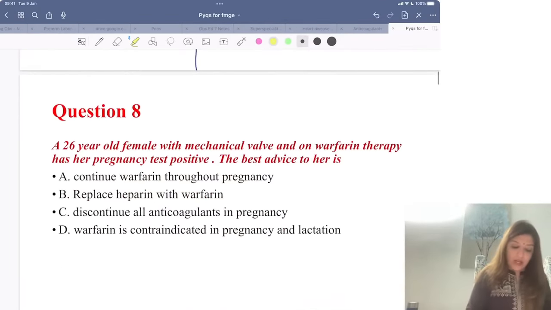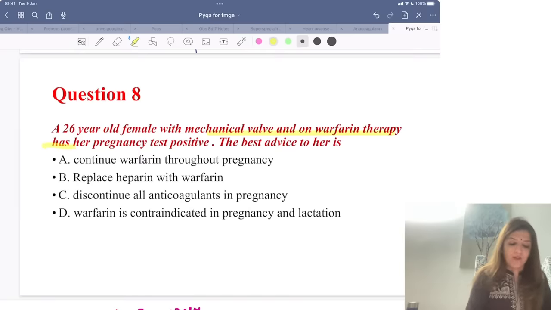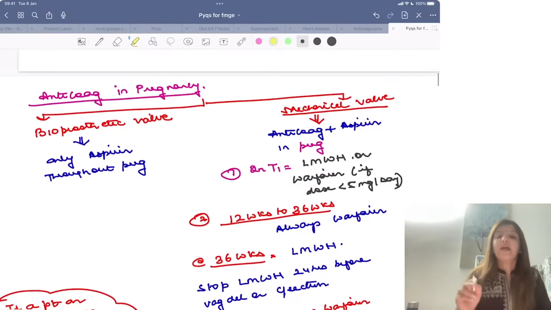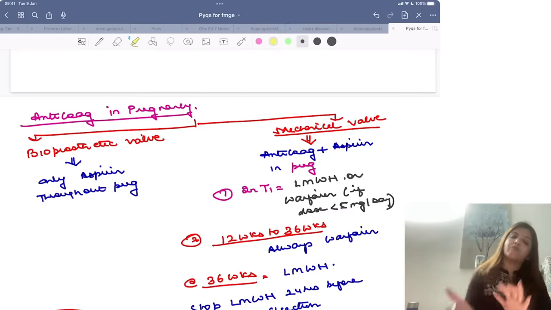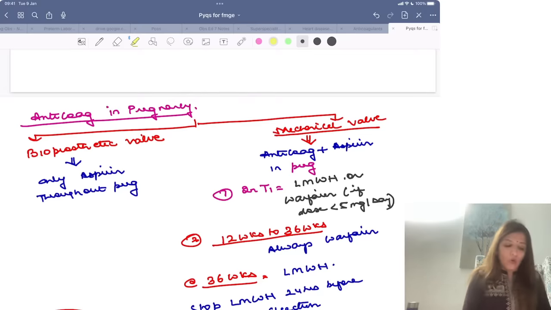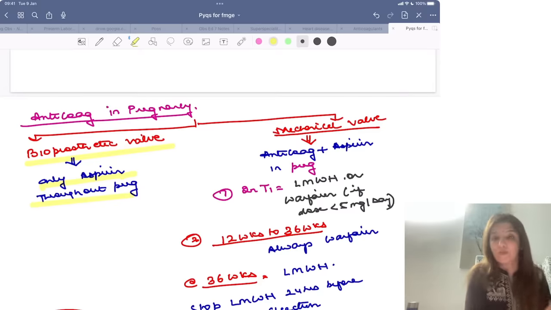Okay. Coming to the next question: a 26-year-old female with a mechanical valve on warfarin therapy has a positive pregnancy test. The best advice to give her is, very, very important, anticoagulant use during pregnancy. Now, if the patient has a bioprosthetic valve, please remember, in a bioprosthetic valve patient, no anticoagulant is needed during pregnancy, and normally also no anticoagulant is needed for bioprosthetic valves.